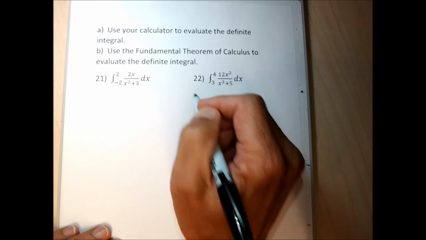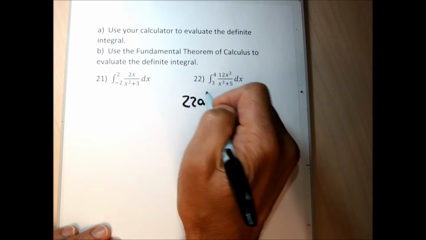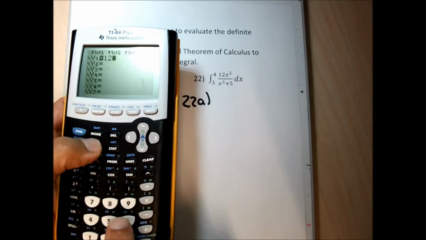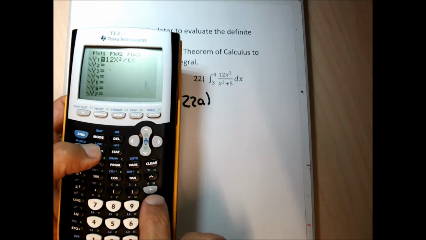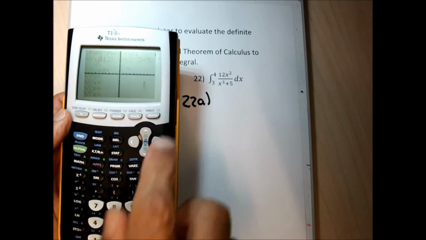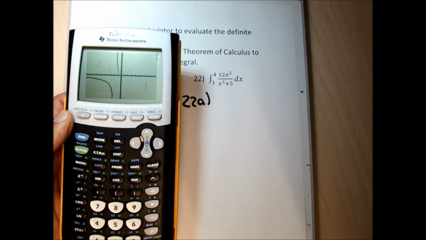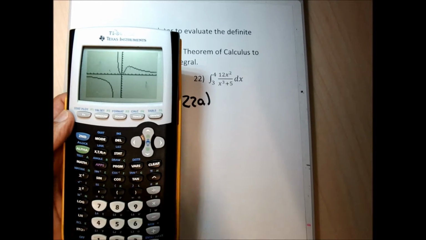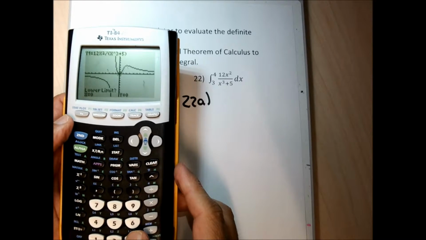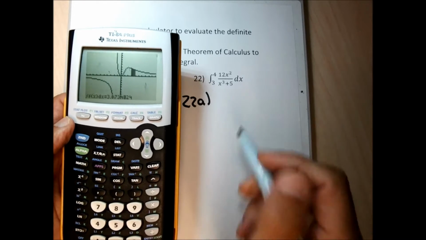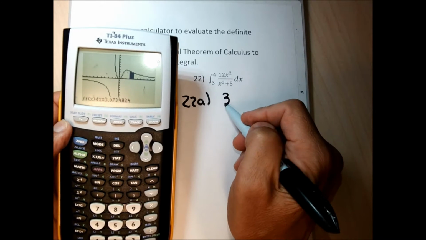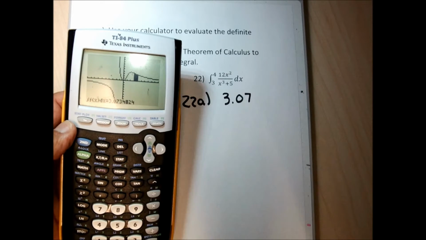All right, 22a on my calculator. So for 22a, y equals, clear, 12x squared divided by parentheses x to the 3rd plus 5. Graph that. Cool graph. Second calc, number 7. Lower limit 3, upper limit 4. And I get 3.07.